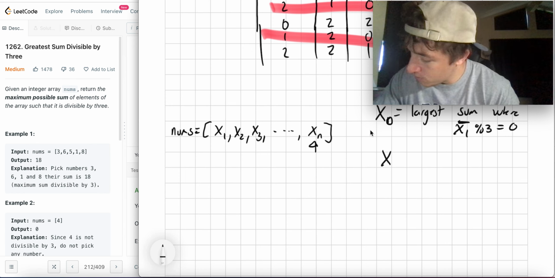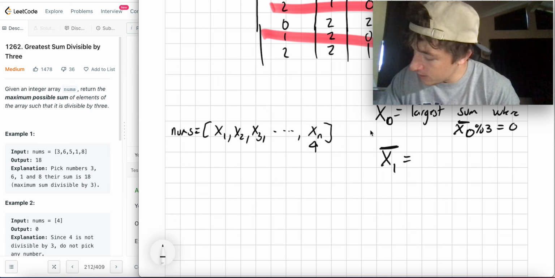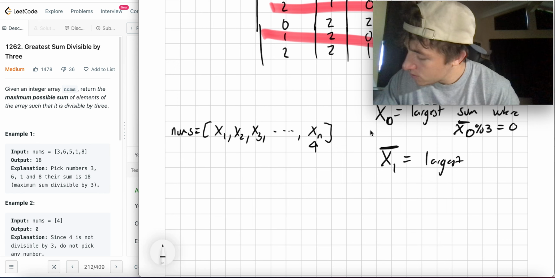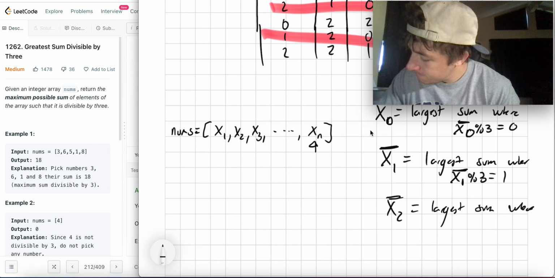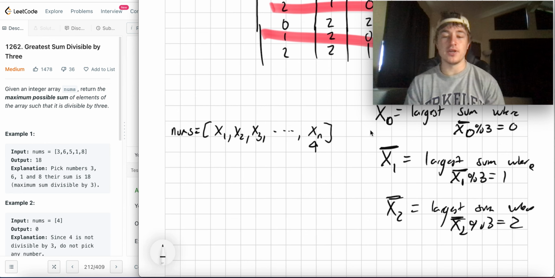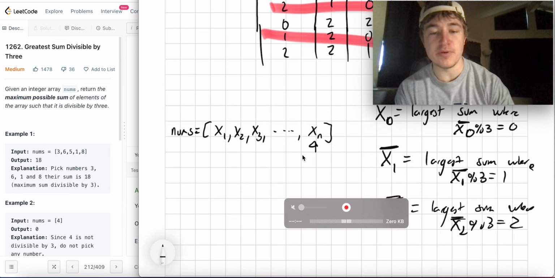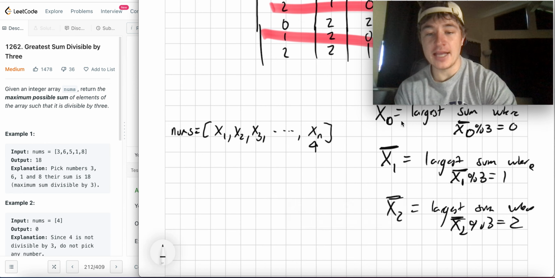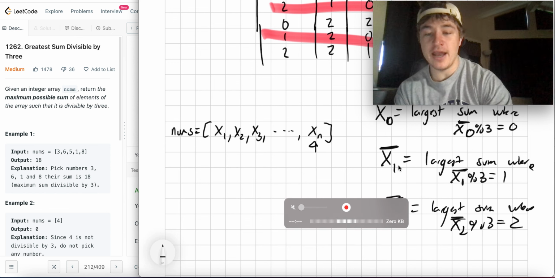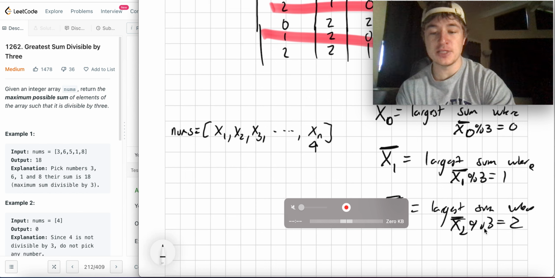Or we'll call it x0. x bar 1 equals the largest sum where x bar 1 mod 3 equals 1, and x bar 2 equals the largest sum where x bar 2 mod 3 equals 2. So what I'm basically doing is, when I process the system before I get to xn, I'll keep track of the largest sum, x bar 0, where its mod equals 0, and x bar 1, where the mod is 1, and x bar 2, where the mod is 2, right?